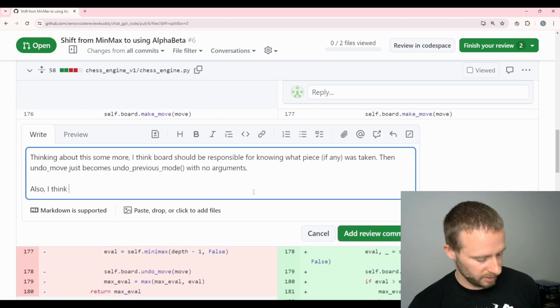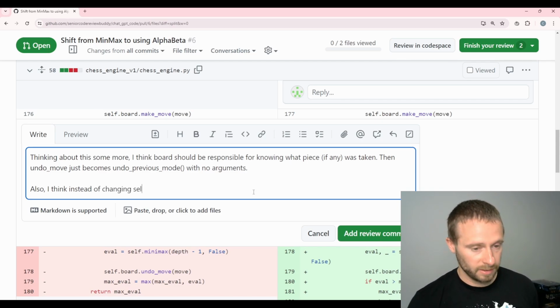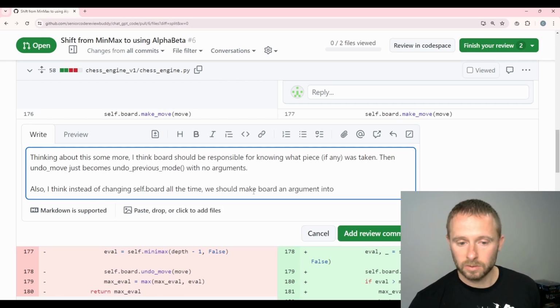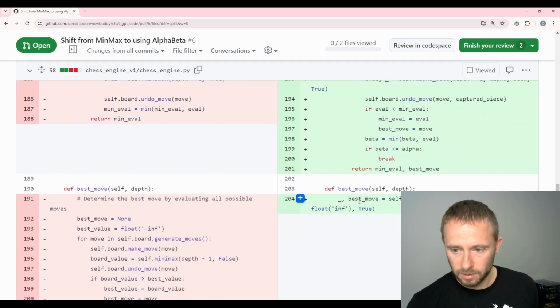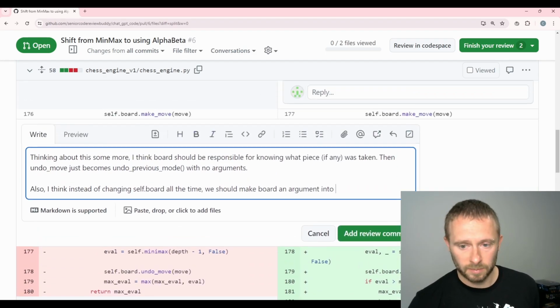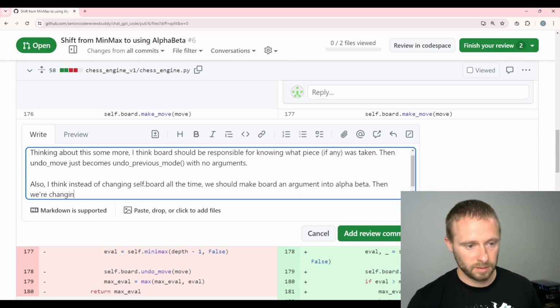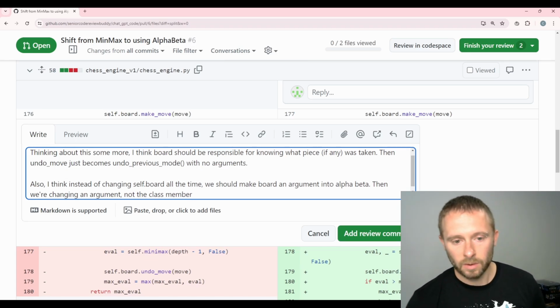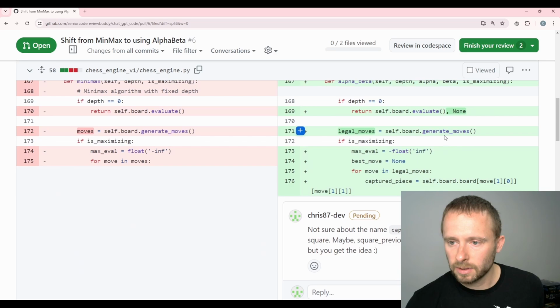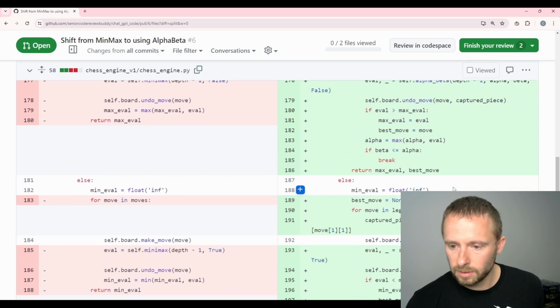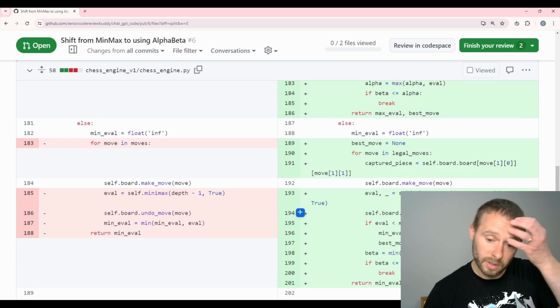Also, I think instead of changing self.board all the time, we should make board an argument into, I guess, best move? No, it would be into alpha beta. Changing arguments of the class member. Which actually, if I think about that as well, I think that's the only member. Yeah, we could then.